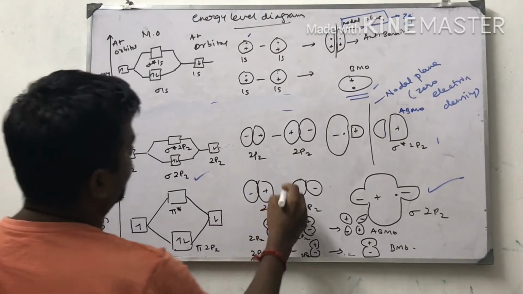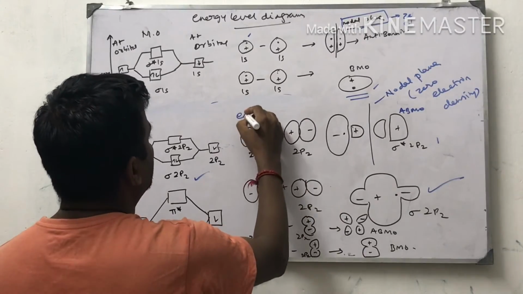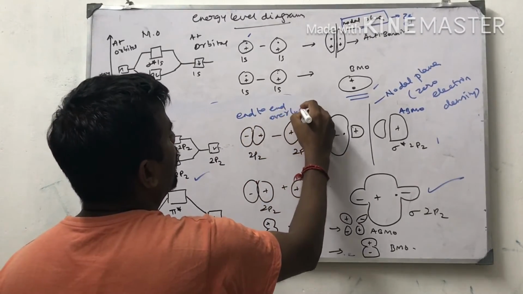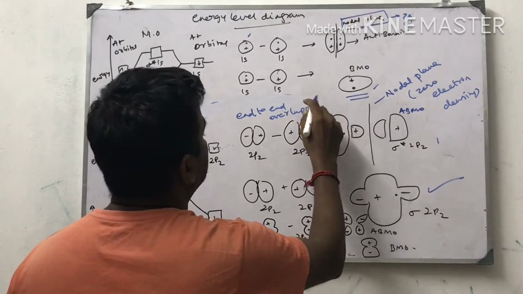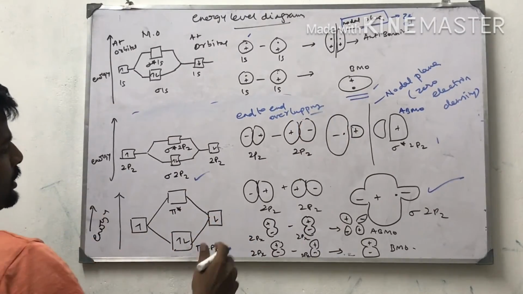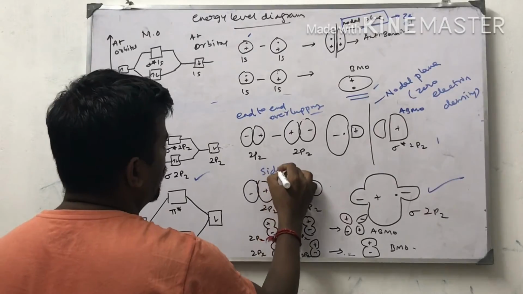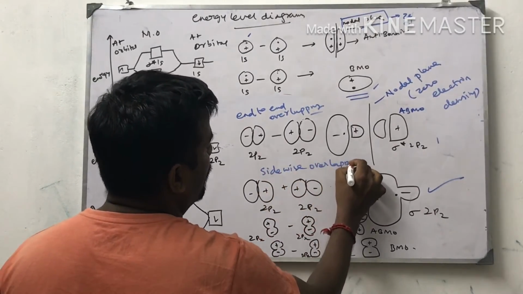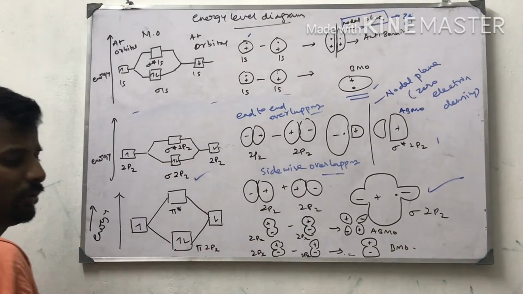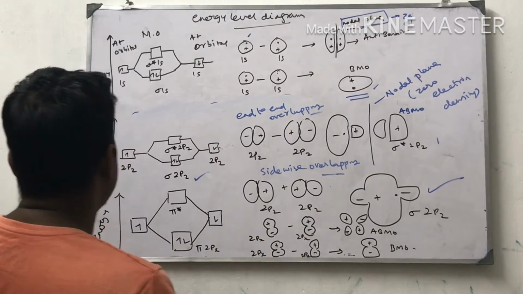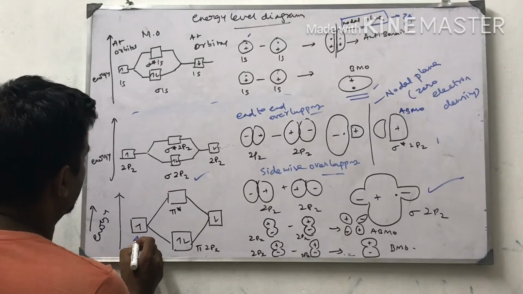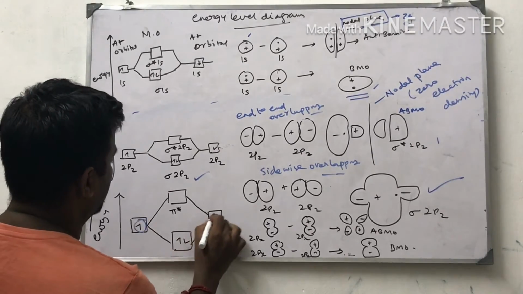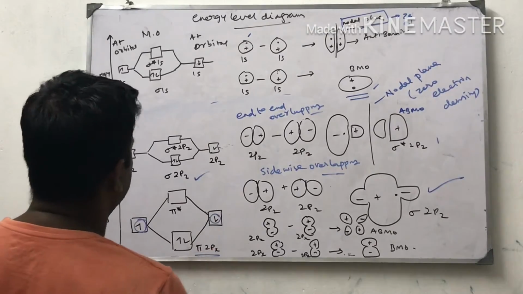Pi lateral overlapping. This is end-to-end overlapping. End-to-end overlapping takes place in the sigma bonding. Here is lateral overlapping, sideways overlapping. Sideways overlapping takes place in the pi bonding. Here pi orbitals, one electron from here, one electron combine to form pi 2pz.